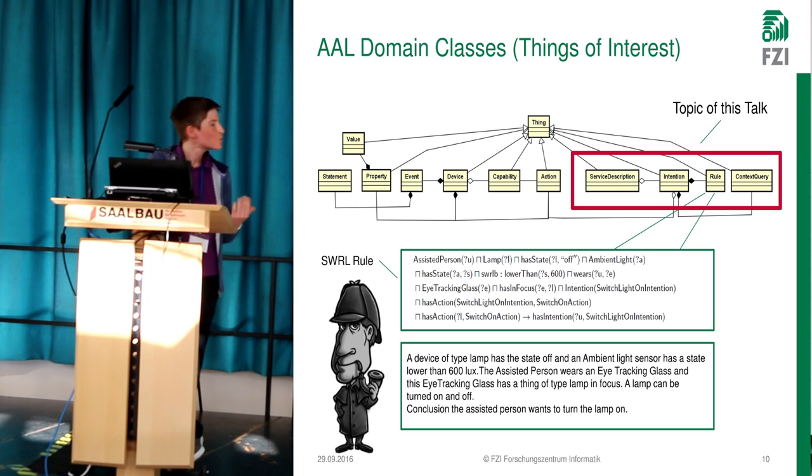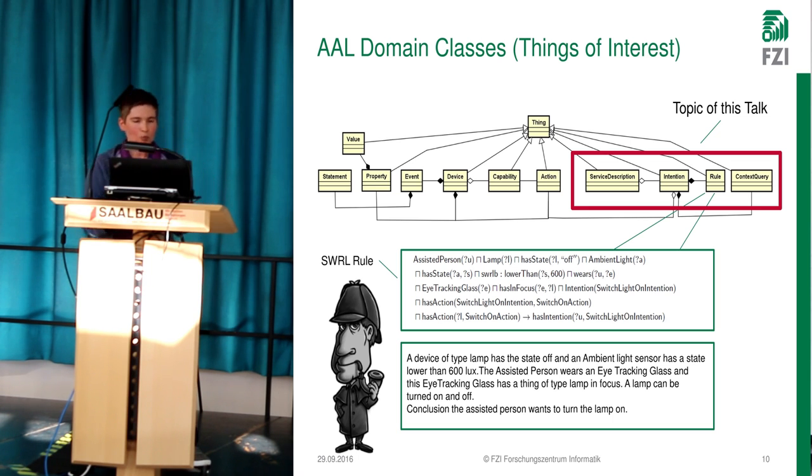So now the question is, what would the rules look like? In the green box on top, you can see a SWRL representation of a rule. At the bottom, you can see the human-readable version of what I am expressing in this rule. You have an assisted person, and you have a lamp, and this lamp has the state off in this case. We have an instance of an ambient light sensor, and this sensor has a state, and the state is lower than 600 lux. We have a user who is wearing eye tracking glasses, and the eye tracking glasses have in focus a device of type lamp. Then we can infer out of this rule whether the user wants to switch the lamp on or not. So our Sherlock agent decides what the user wants to do in this situation.